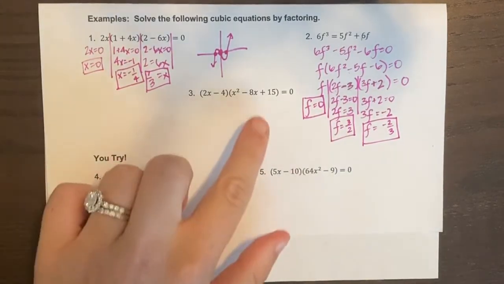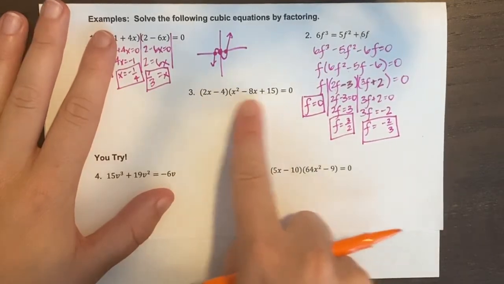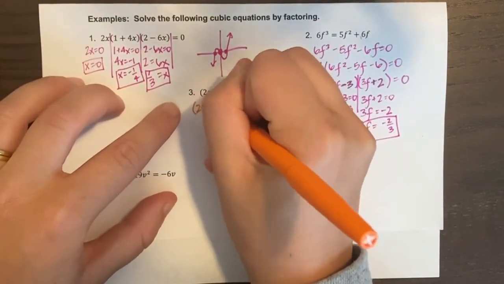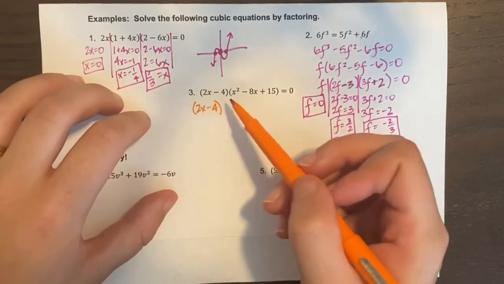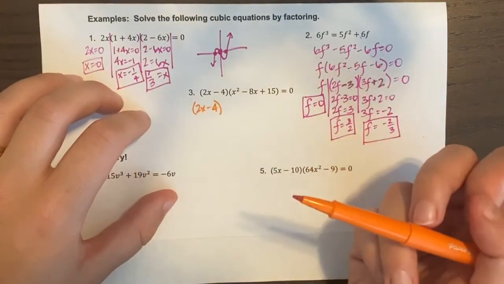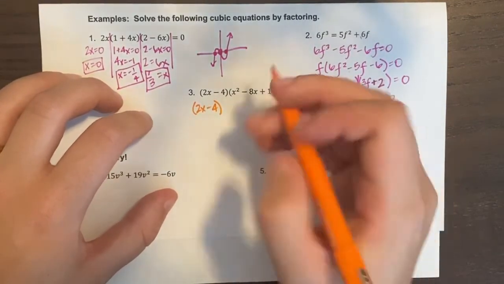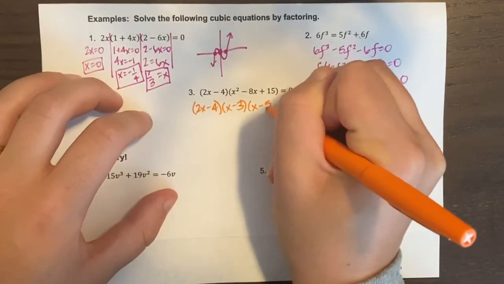All right, the last one that we're going to do is right here. This one's already got one factor done for us. We need to factor this one all by ourselves. So we've got 2x minus 4, and again, you might notice that you could take a 2 out of that. It's up to you if you want to. You're going to get the same answer whether you take the GCF out of that or not. And then this one right here will factor into x minus 3 and x minus 5.